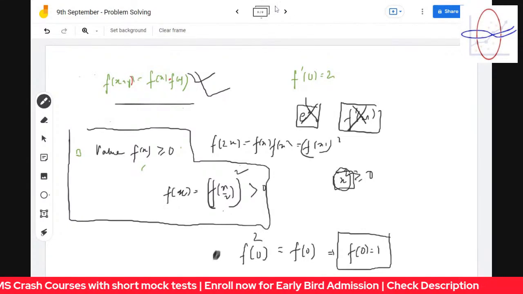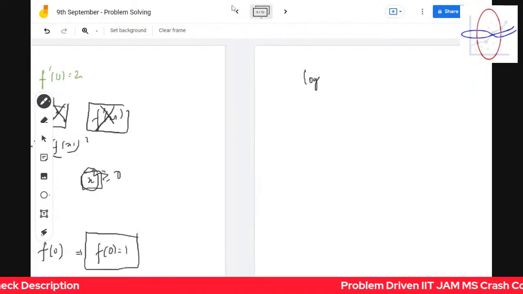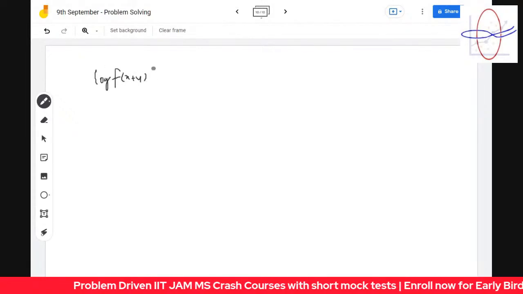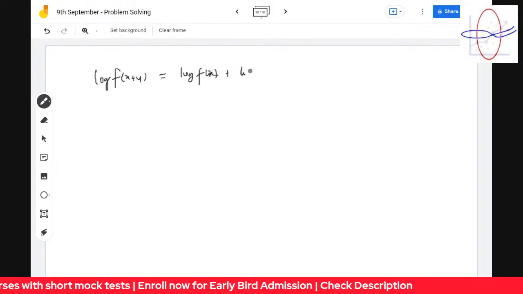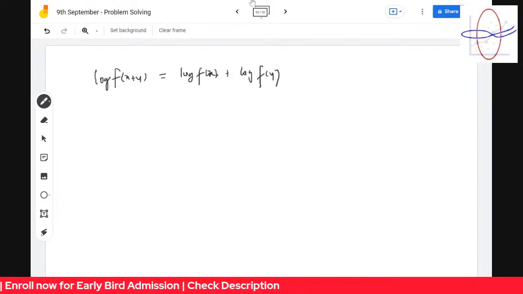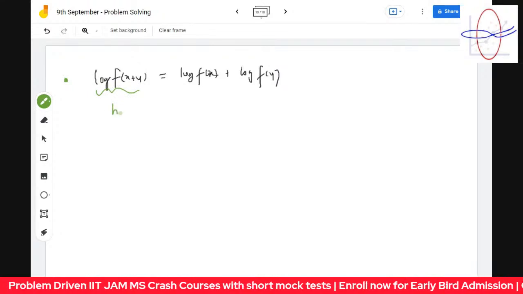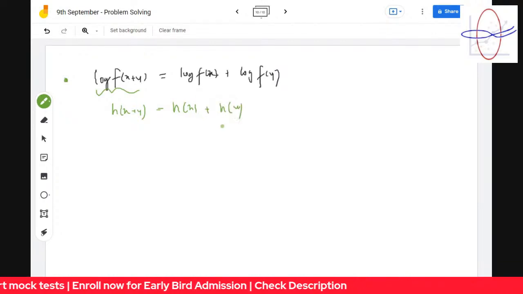So why do we take it greater than 0? It's very simple, so that we can take log of it. So log of f of x y is equal to log of f of x plus log of f of y. If we wouldn't have shown that it's greater than 0, we couldn't have taken log, right? So that's always a good step to start with. And if you write log of f of x, you can define it as h of x. So h of x plus y is equal to h of x plus h of y.